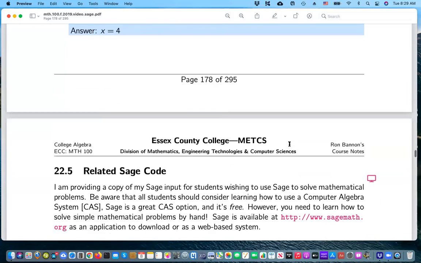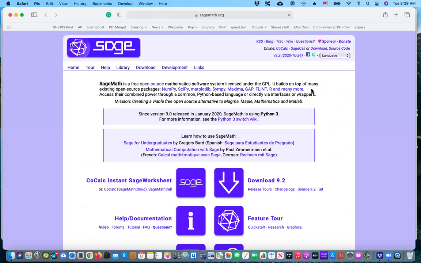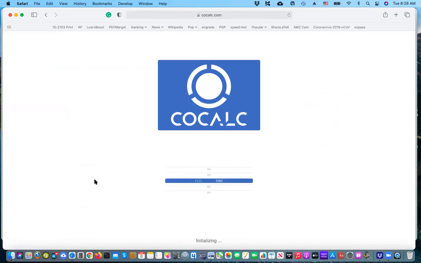And we're now at the related Sage code. So I just want to indicate what you do is you click on this. It'll open up a web browser if your machines are properly configured. If not, you open up a web browser and type sagemath.org in. Go to CoCalc. We've been doing this many, many times. It's optional. No, you don't have to. We're not going to test you on it.